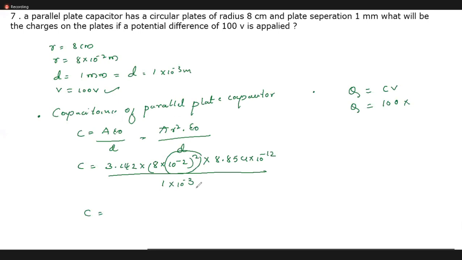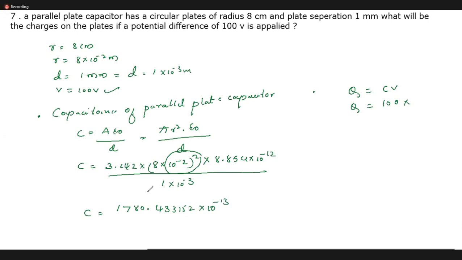So let me do it. 3.142 into 8 into 8 into 8.854. So I got this value as 1780.433152 into 10 to the power of minus 12 plus 3. It is 10 to the power of minus 13.